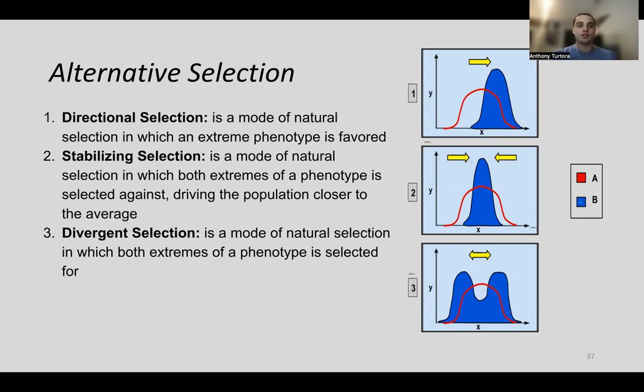Another mode of selection is divergent selection. So this is a mode of natural selection in which both extremes of a phenotype are selected for. So as you can see here, you're getting both extremes. So different than directional selection, because that's just to one side. The divergent is to both sides. An example of this is deer. If deer are too large, they will be able to fight, but if they are smaller, they can hide, but in the middle, they're not necessarily great at either.